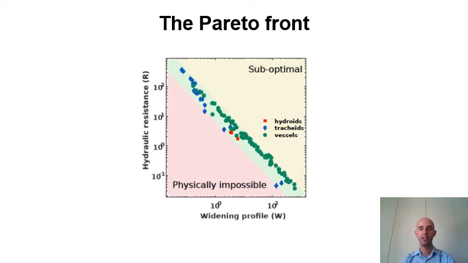As expected from analytical prediction, we found the Pareto front also in data. Each data point corresponds to an individual tree for which we calculated the resistance and the widening costs, and we plotted them in the double log space. And it results that all trees are clustered in line corresponding to the Pareto front, and tracheids are clustered with a higher resistance and widening profile, while the rest of the trees are found elsewhere in the Pareto front.